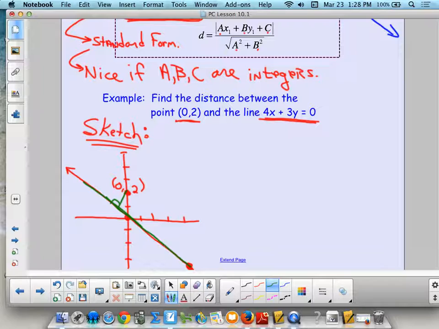All right, just so you know, this is what you're doing. I plotted the point 0, 2. I actually know what that line looks like. I solved it for y in my head, found the slope to be -3/4, found the y-intercept to be 0. I drew it. What are you doing? You're trying to figure out this right here. Give me the distance between this point and this line.